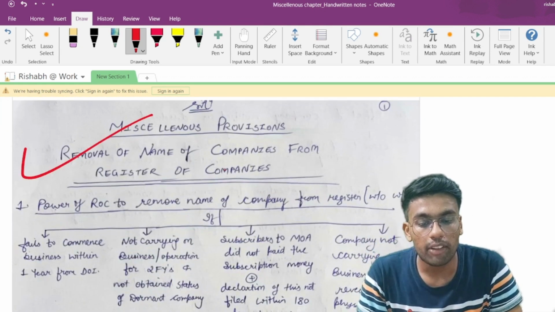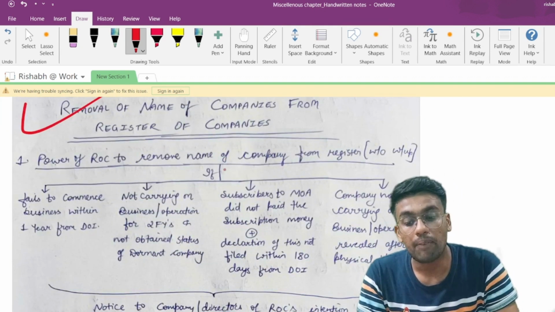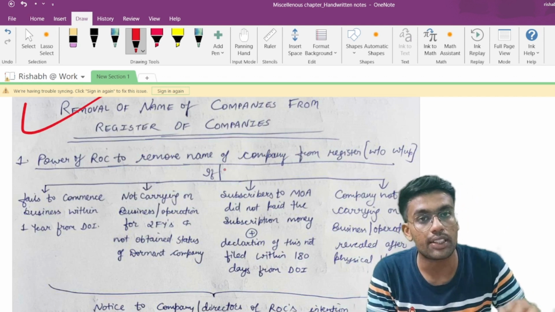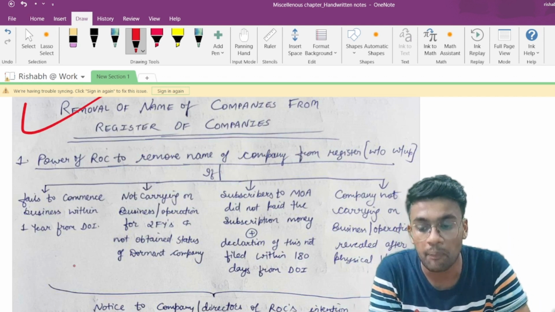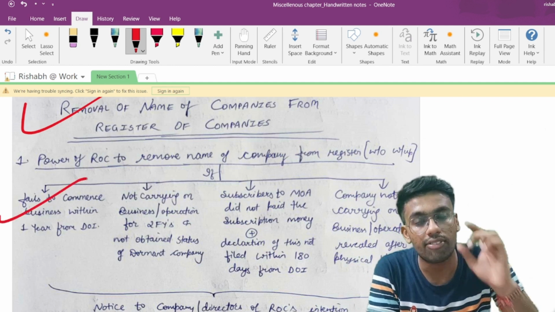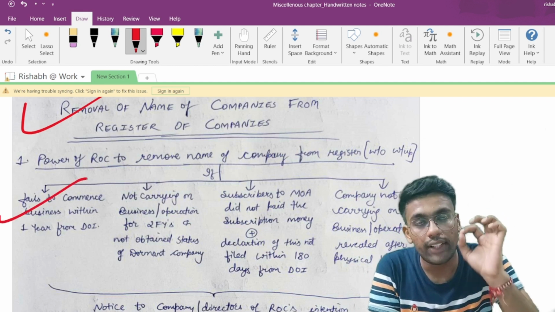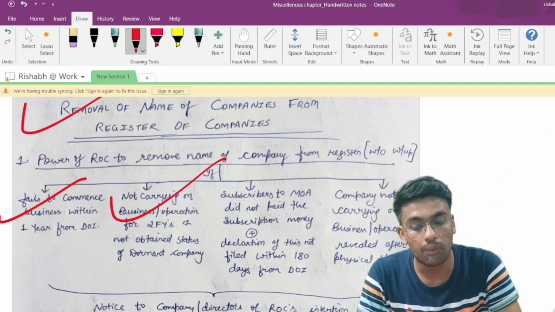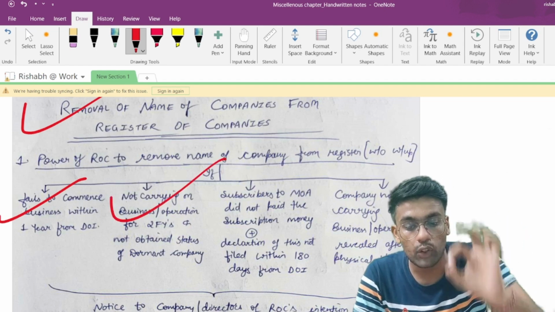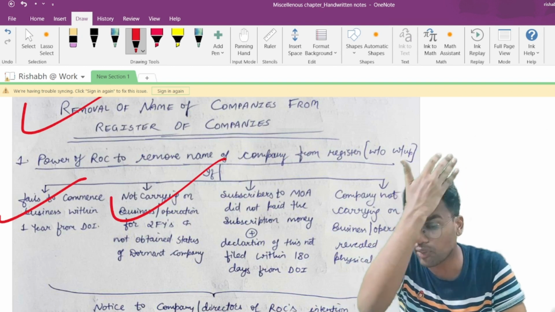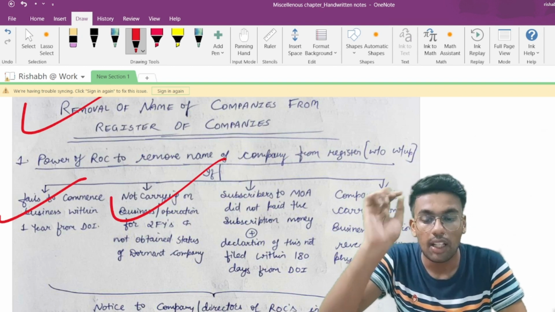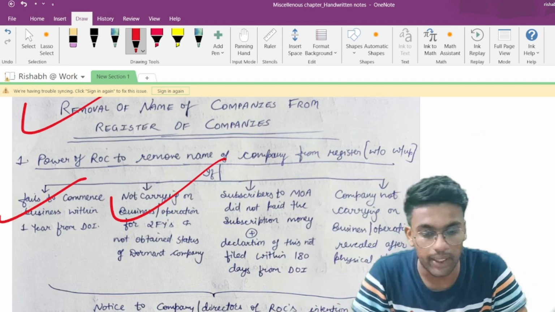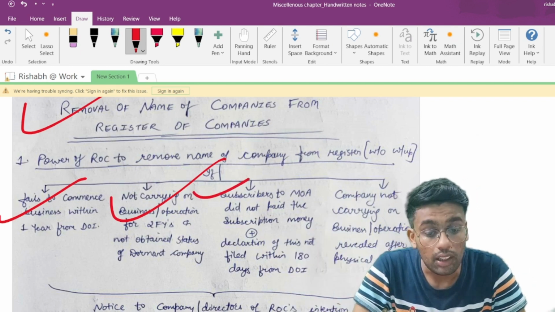Now, removal of name of companies from the register of companies. Power of ROC to remove the name of a company from the register. The ROC can remove the name from the register if a company fails to commence business within 1 year from the date of incorporation, or if it is not carrying on business or operations for 2 financial years and has not obtained the status of a dormant company. In that case also the ROC can remove the name of the company, can strike off the name.